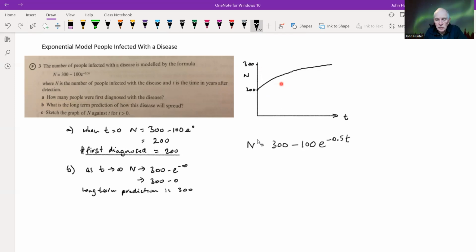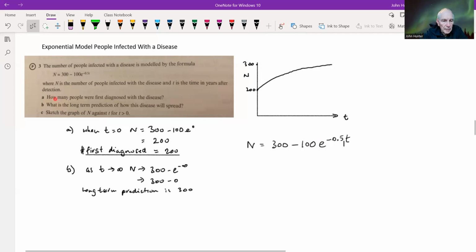Okay, so what's going on here? Well, we can see that as t increases, this e to the power of minus 0.5t is going to get smaller and smaller and smaller. So this term here will get smaller and smaller, so it's all going to tend to 300. Likewise, when t is equal to 0, this factor here is 1, and therefore we've got 300 minus 100. Okay, so that's what we're looking at.